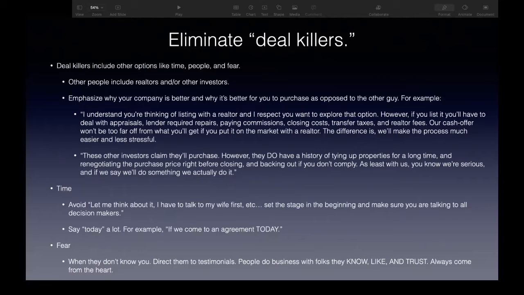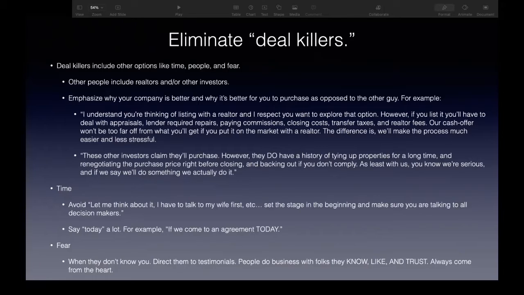Because a lot of times you're going to find people, especially in the city, say, oh, I could list it for XYZ. Yeah, but then you'll have to deal with $20,000 worth of closing costs, where if you just do it with me, I'll pay everything, right? That's just an example. Avoid deal killers involving time. Avoid the let me think about it. I have to talk to my wife first. Stuff like that. When you set the stage in the beginning, make sure you're talking to all the decision makers.